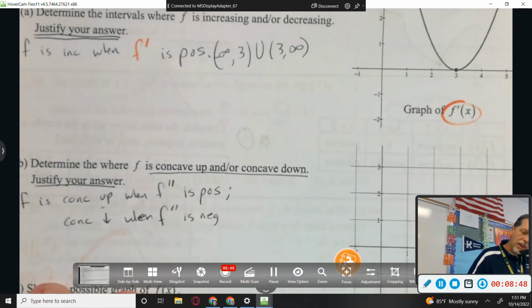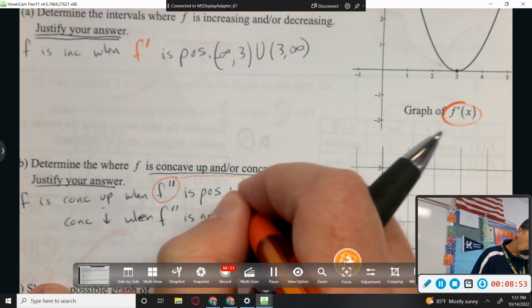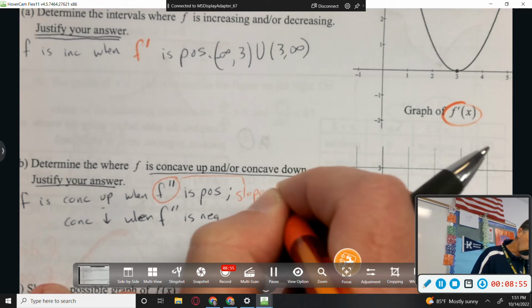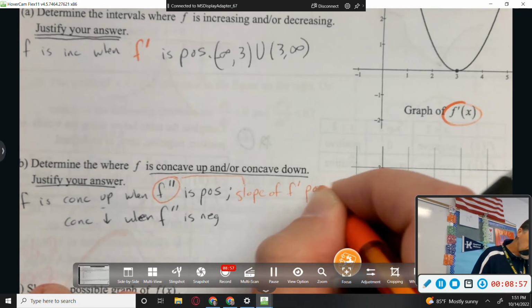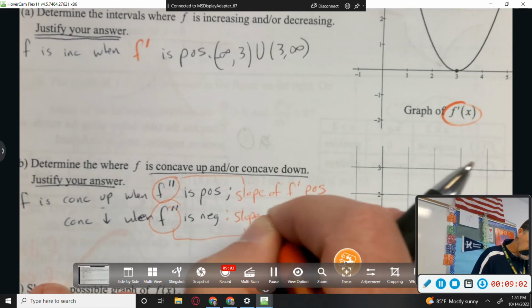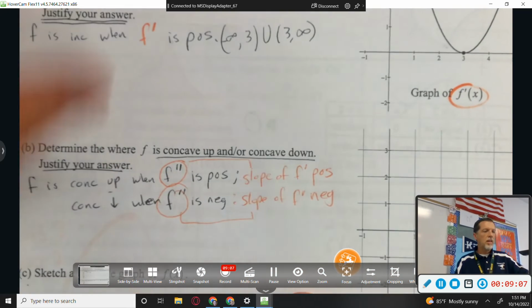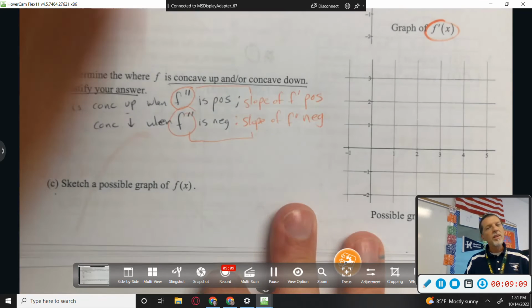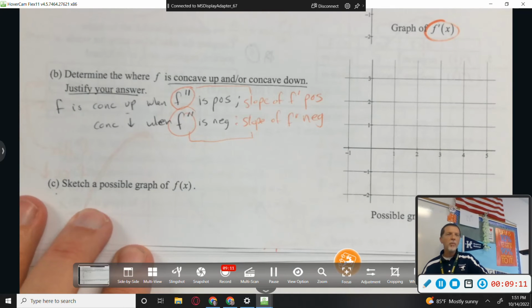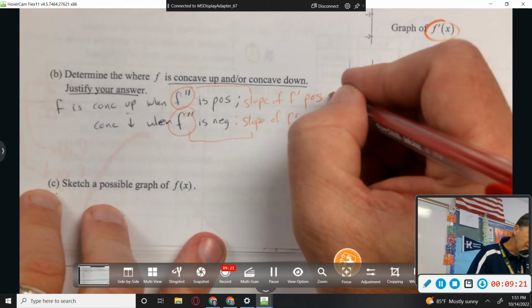So that means I can replace f double prime with slope of f prime positive or slope of f prime negative. The slope means derivative, so slope of f prime, that would be the second derivative. One last way to say that says exactly the same thing.